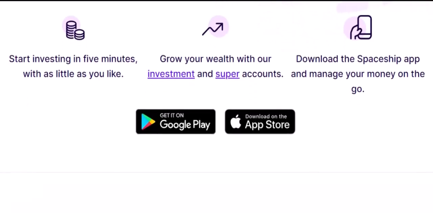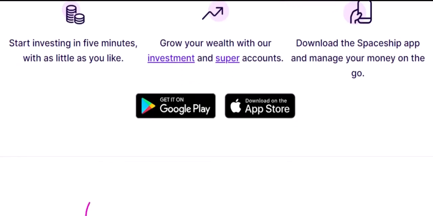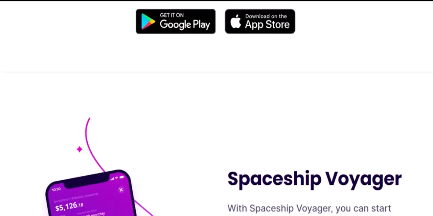Additional tips. Understand the ETF. Before investing, research the ETF to understand its underlying assets, fees, and historical performance. Set realistic goals. Define your investment goals and align them with the ETF's objectives.